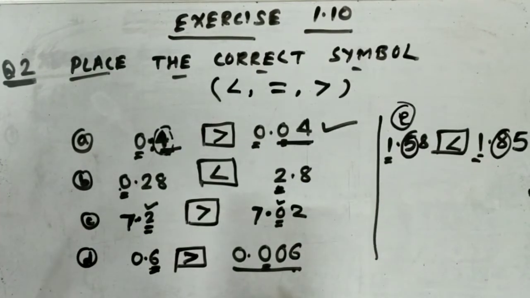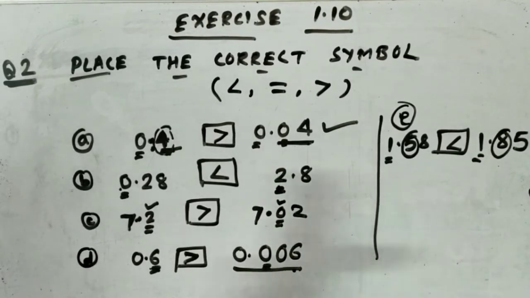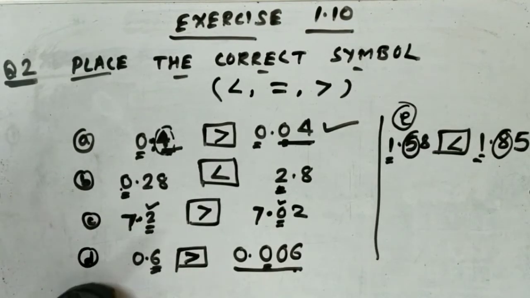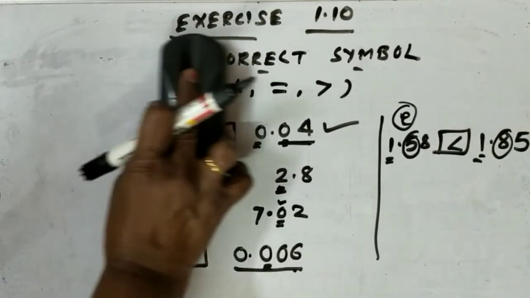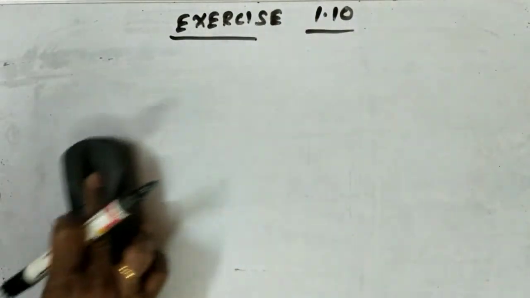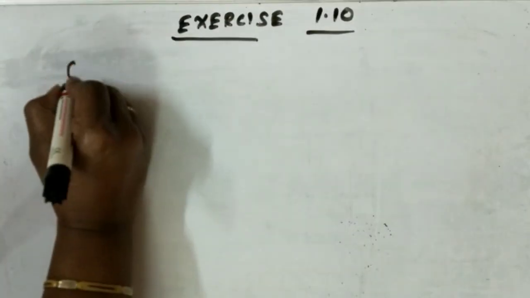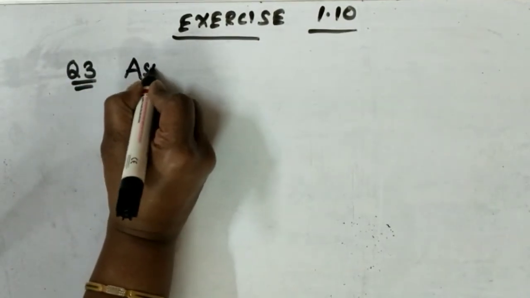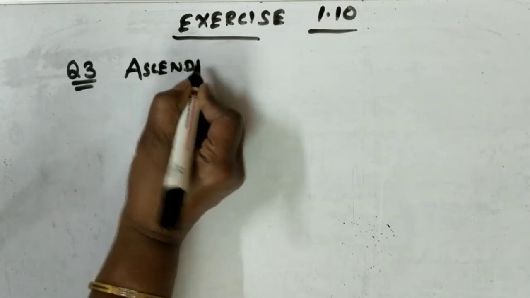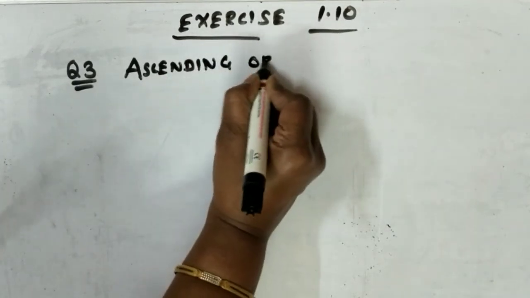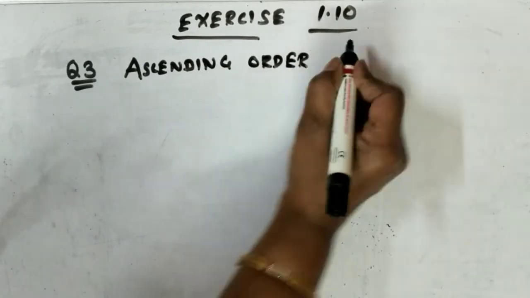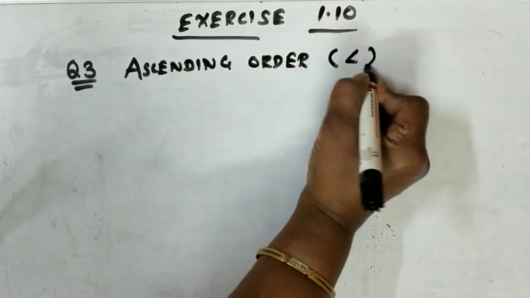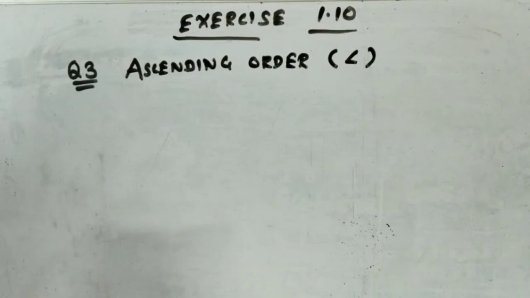Another thing, we will see about ascending and descending order. Question number 3 of exercise 1.10. Let us see. Exercise 1.10, question number 3. The question is that you have to arrange the numbers in ascending order, and they have told us to use this symbol, less than.